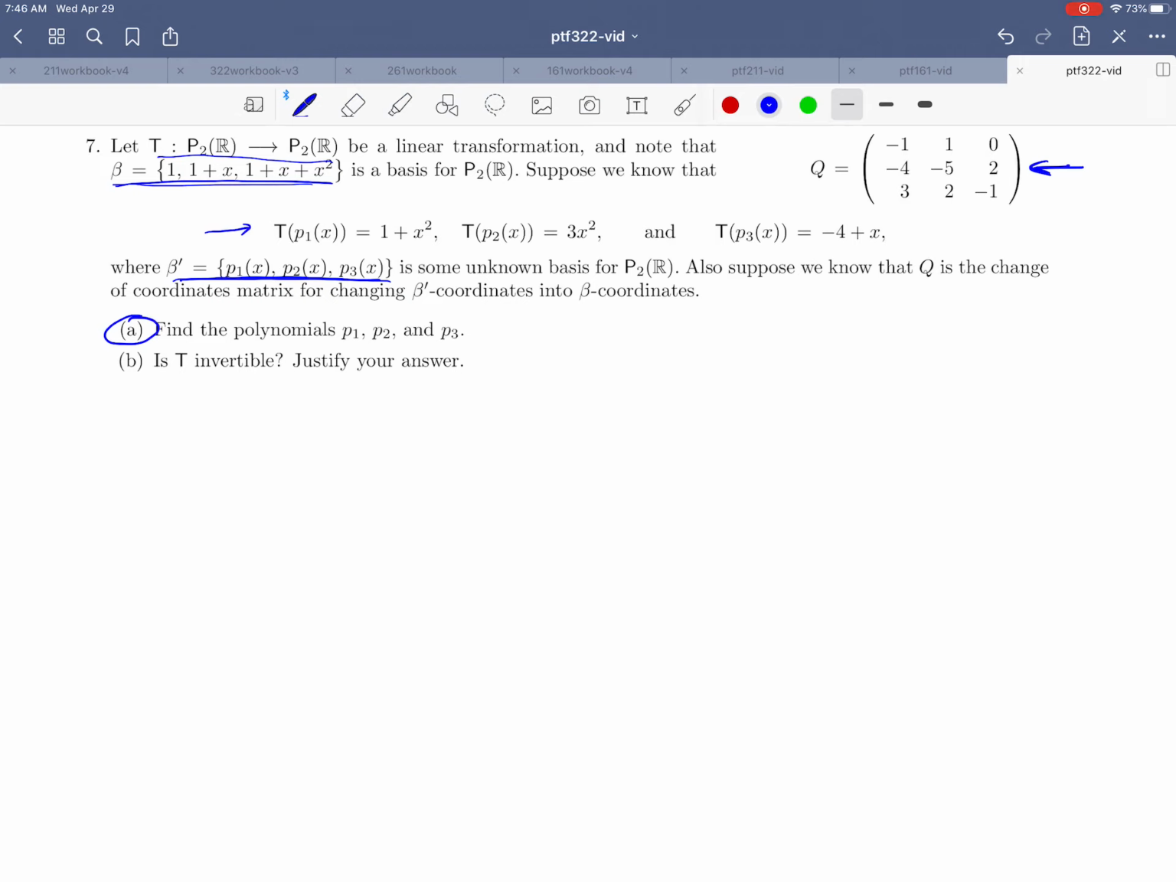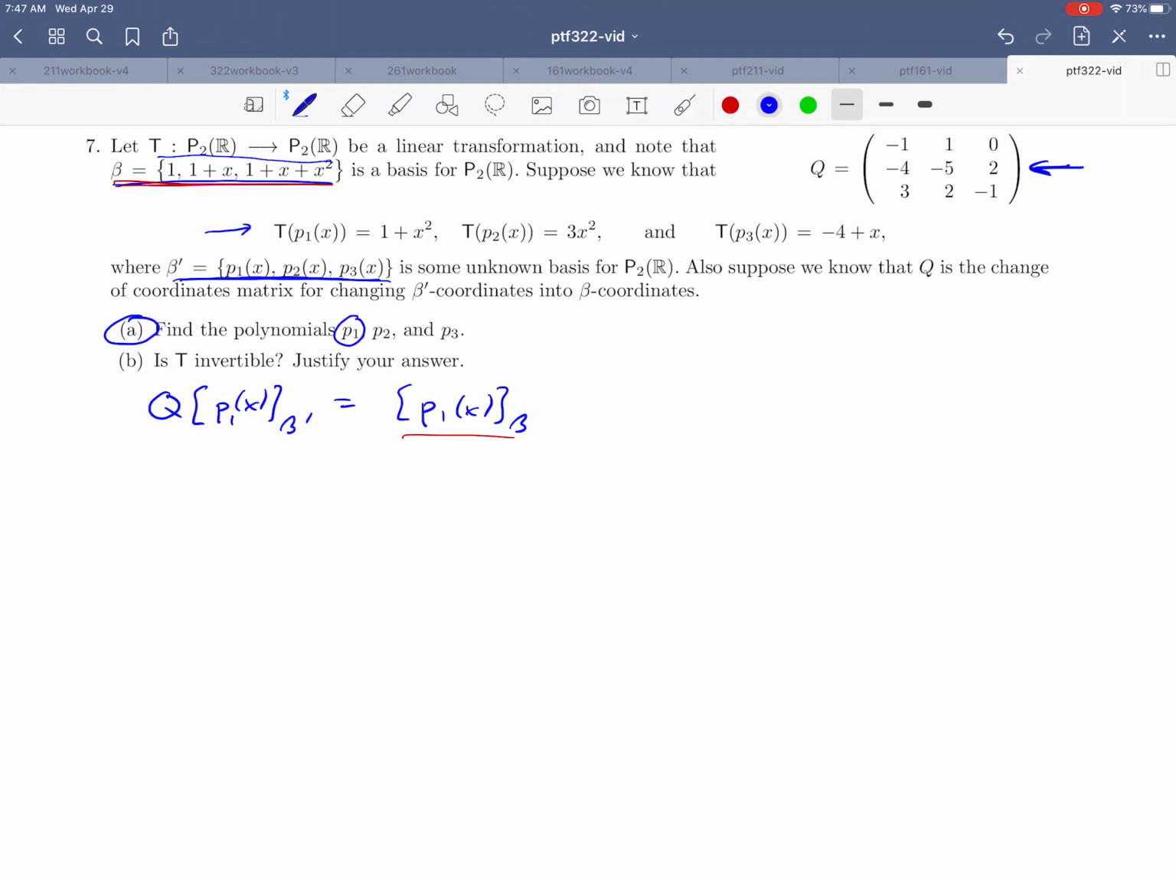Specifically, remember what a change of coordinate matrix does. It takes us from beta prime coordinates to beta coordinates. So if we just focus on the problem of finding p1, we could say that if we take Q and multiply by the beta prime coordinates of p1 of x, what should come out the other side is the beta coordinates of p1. And the nice thing is, if we could figure out what this is on the right-hand side, we do know what the basis beta is, so that's going to help us build this vector p1.